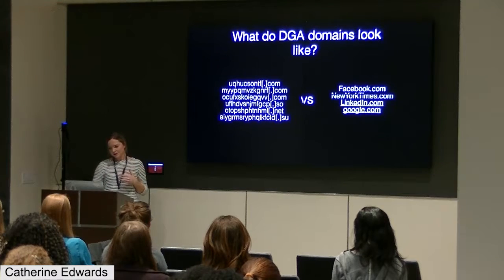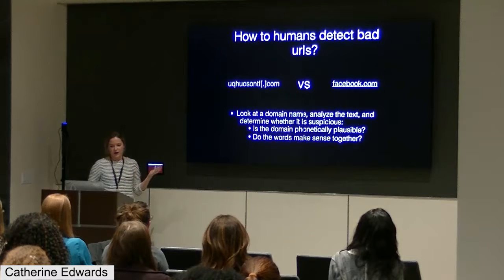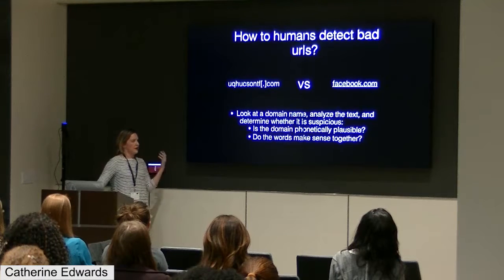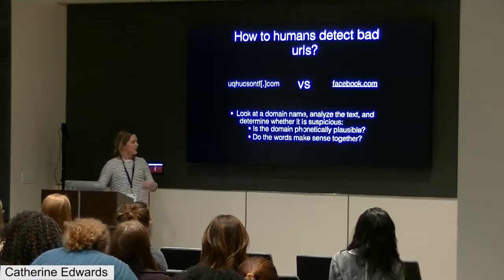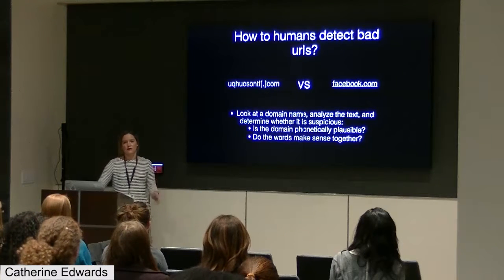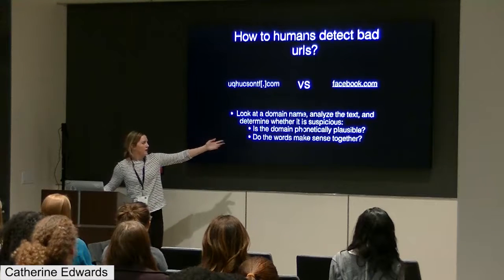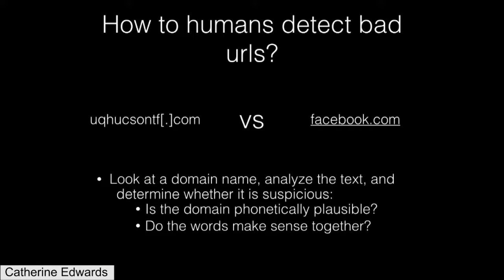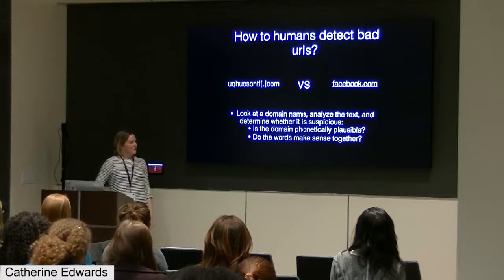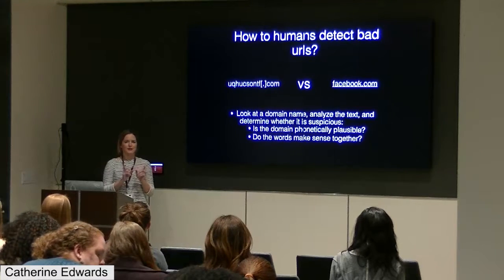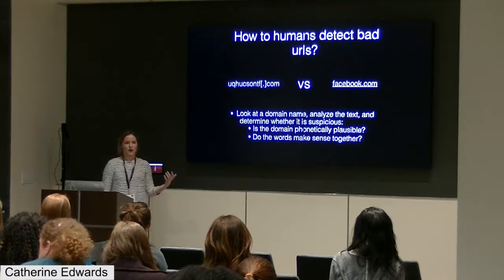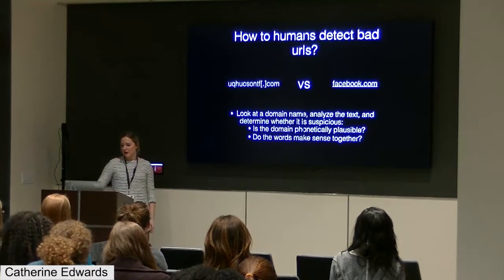which is why it's a great use case for machine learning. So again, we look at the domain names, we analyze the text, and we, all in our head, determine whether it's suspicious. So is it phonetically plausible? And then even on Facebook, we look and say, do the words make sense together? Maybe, 15 years ago, Facebook might not have sounded right to you, but obviously now that's something that everyone knows well and good. But looking for words that just don't really make sense together in that domain are also a way that we recognize that it might be suspicious.